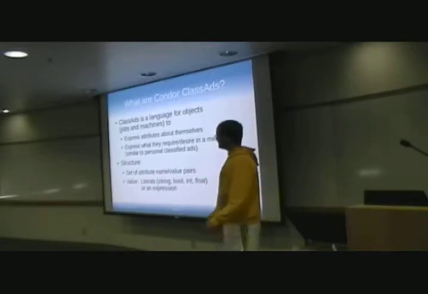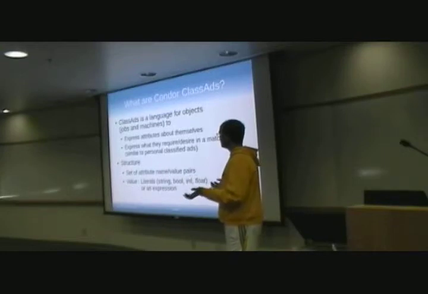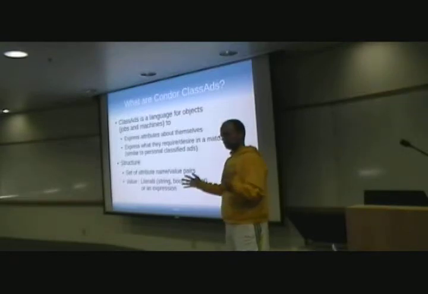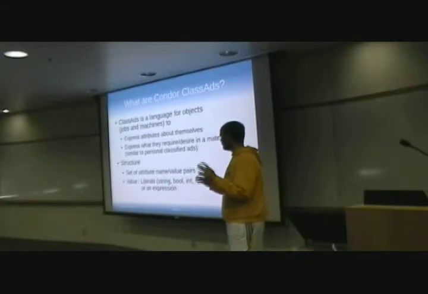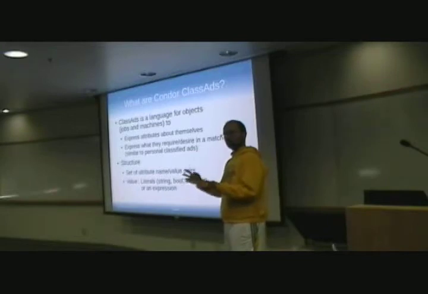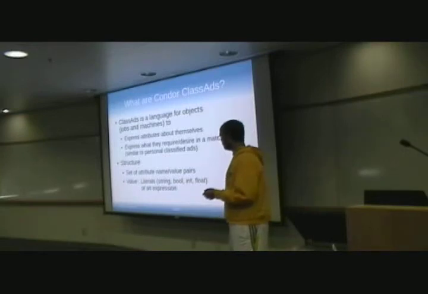So what are Condor class sets? Class sets are a language for objects, both for jobs and machines, to express attributes about themselves and express what they require or desire in a match. Like we say, we have requirements and preferences. And they have structure. Although the structure is very simple, it's essentially a set of name-value pairs, and the values can be literals, like strings, bools, integers, floats, or an expression that references other attributes in the class set. So it's very rich in the end, although it's a simple key-value pair.